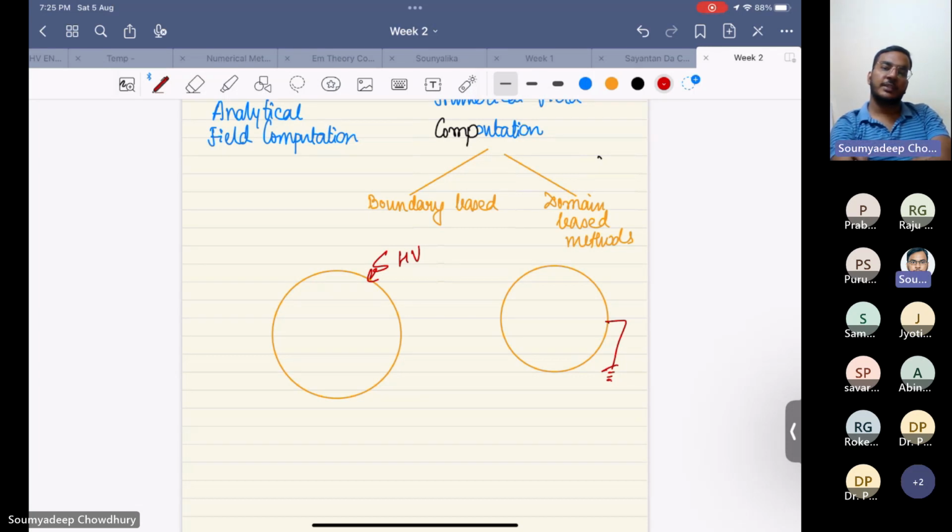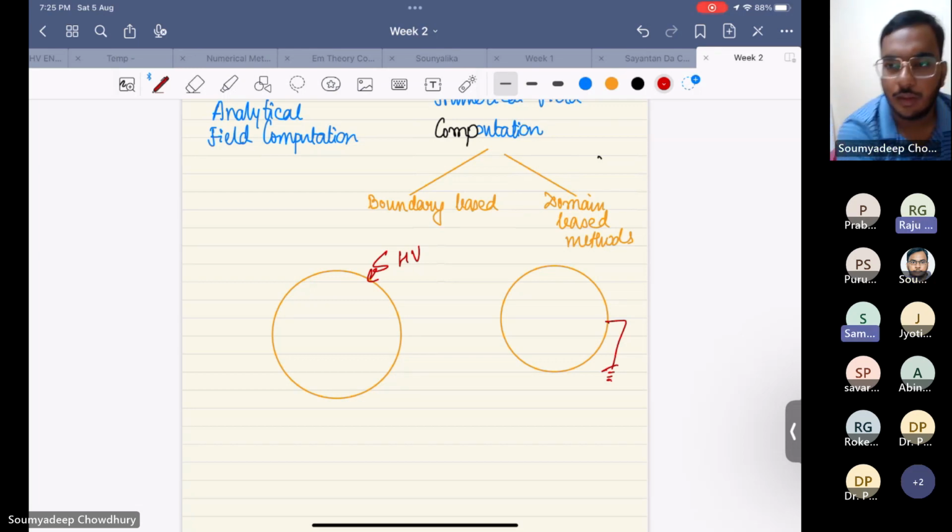What are the three coordinate systems available by which we solve our electric field or any mathematical problems? What is the most widely used coordinate system? The XYZ coordinate system, what is it called? Cartesian. Cartesian coordinates and polar coordinates.